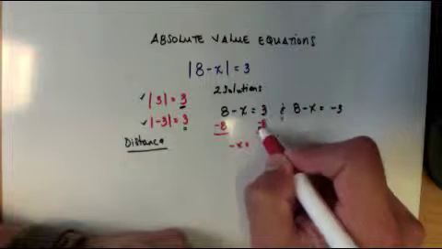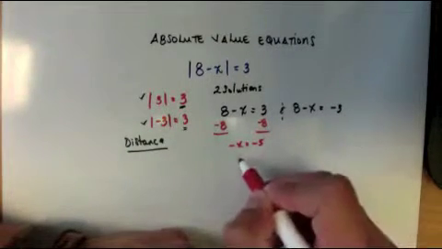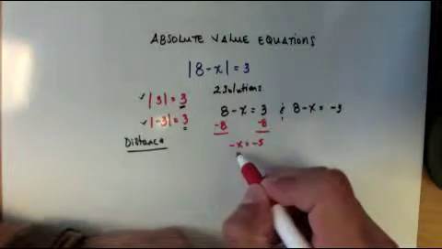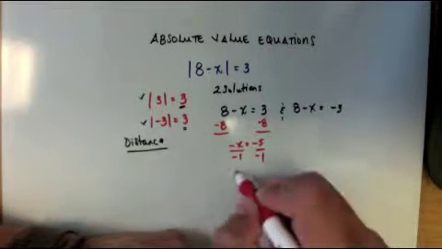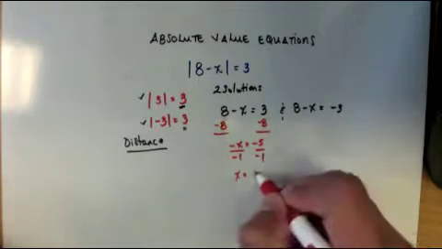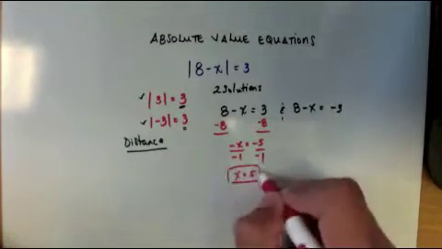3 minus 8 is negative 5. Now we have to get rid of that negative, or simplify it. So we're going to divide by -1, and x is equal to positive 5. Okay, so that's my first solution.